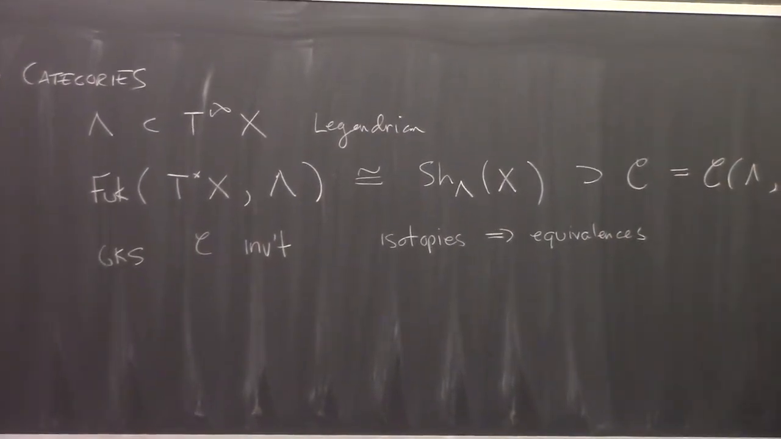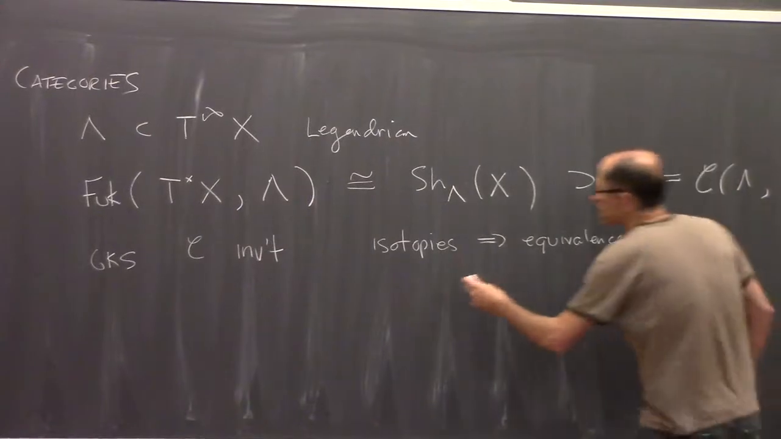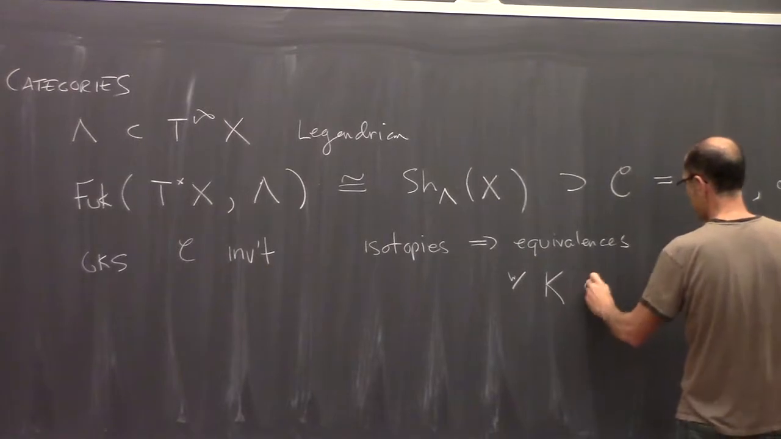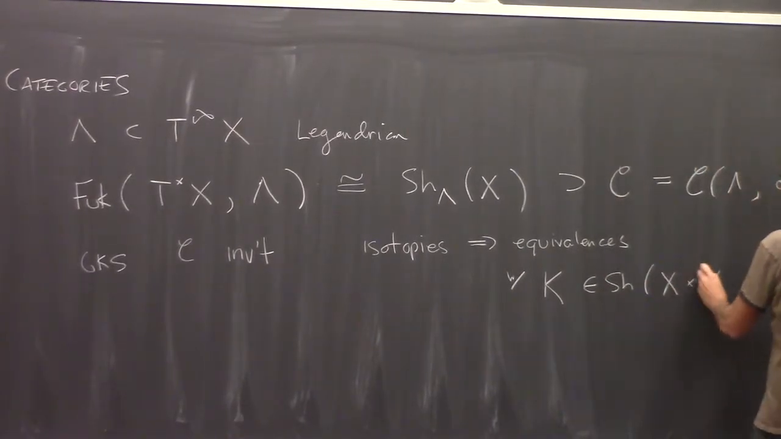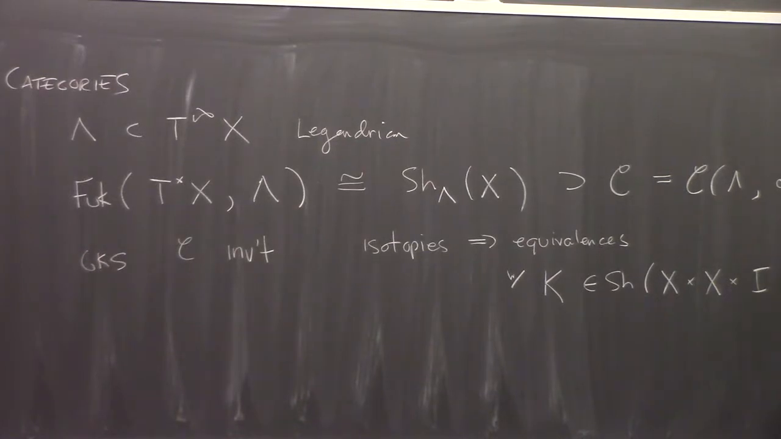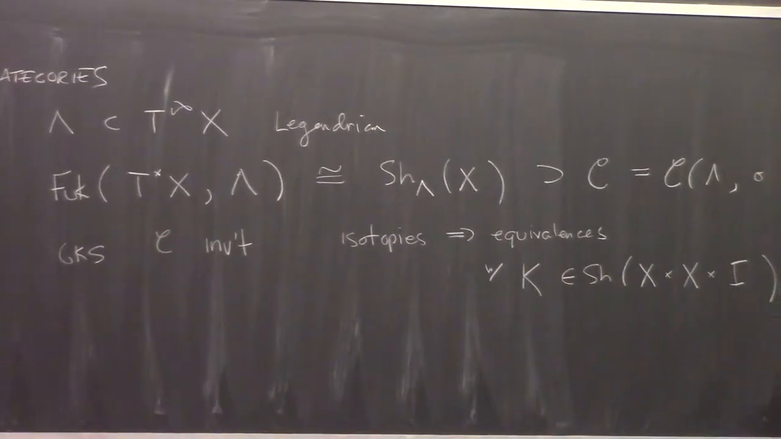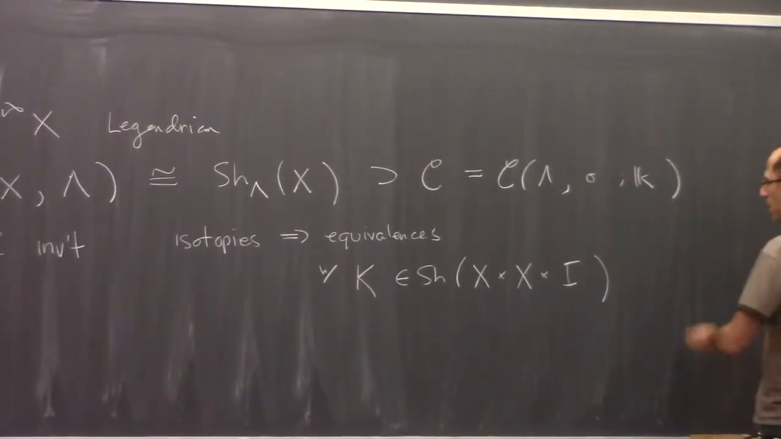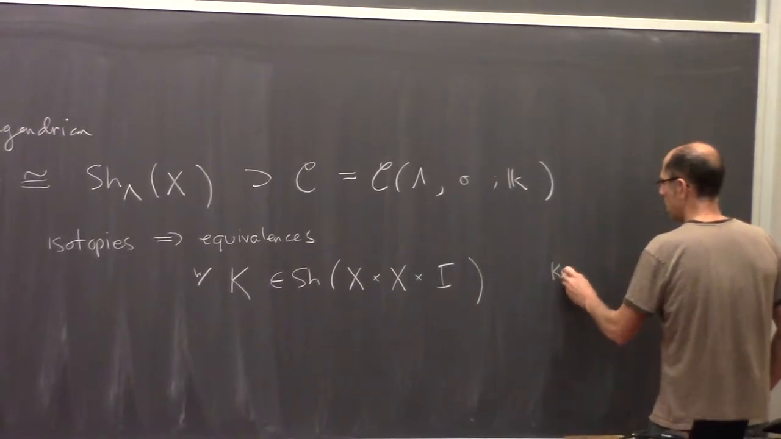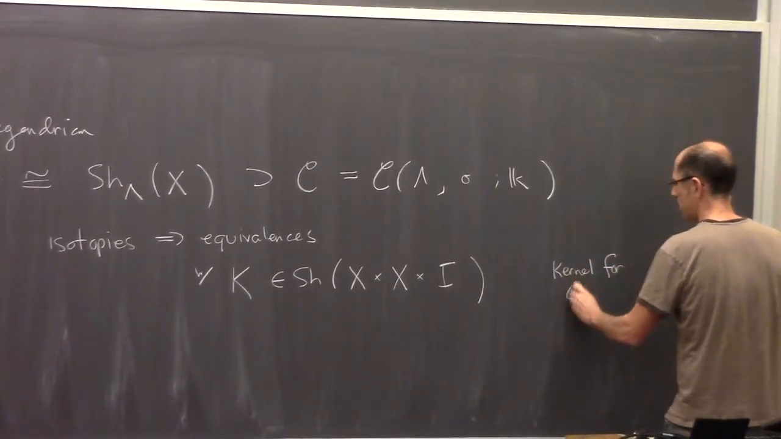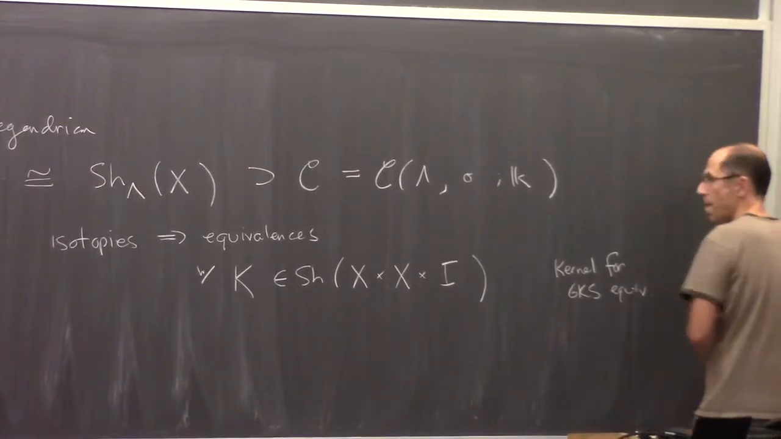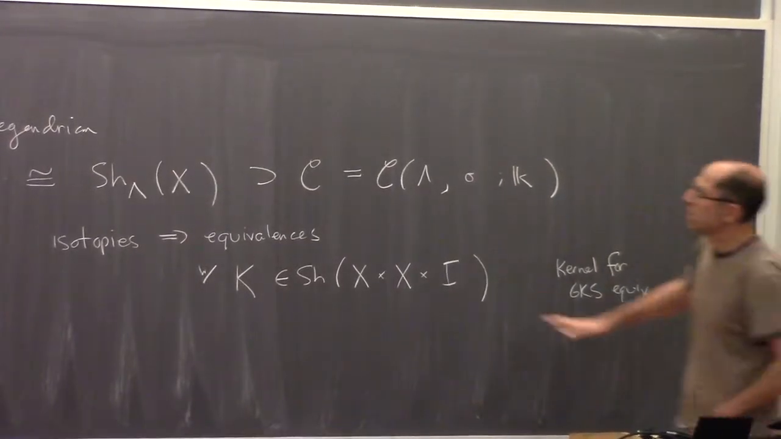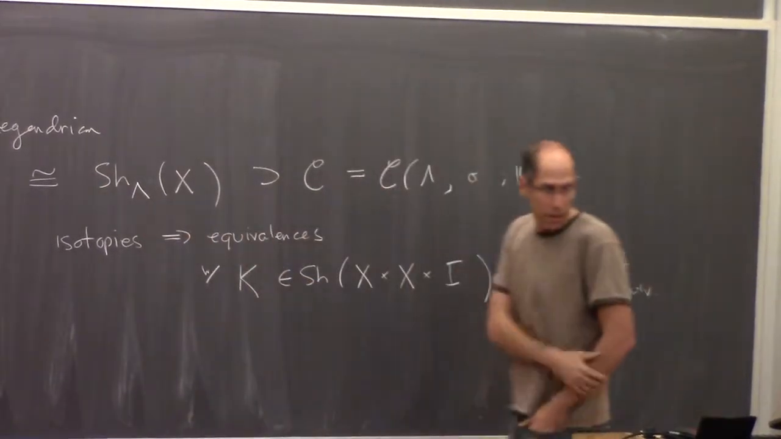And what GKS do is they construct a sheaf kernel, K, which is a sheaf inside X across the interval, so that if you have an isotopy, you can form the pullback-pushforward functor, and that will produce an equivalence. So this is the kernel for GKS. I think of these as DG categories.